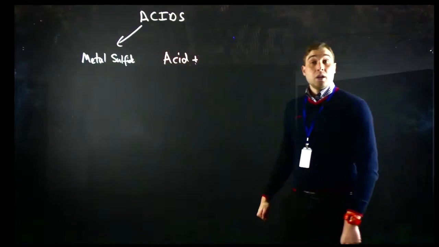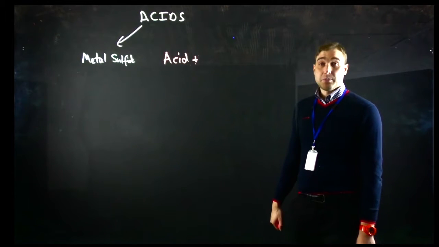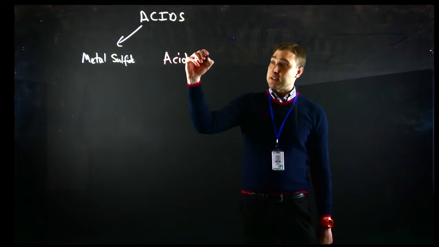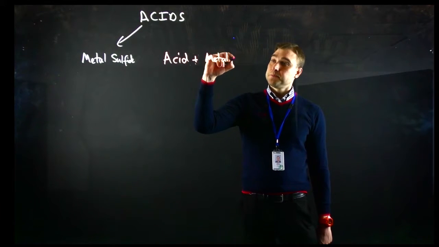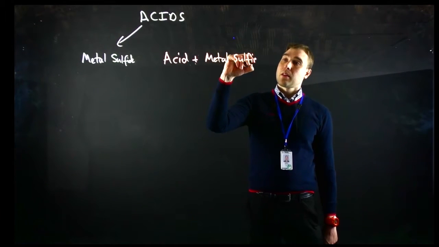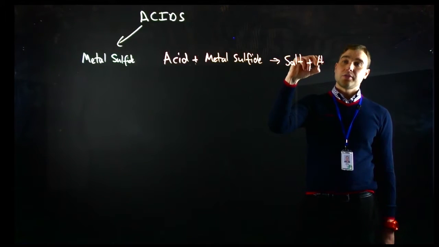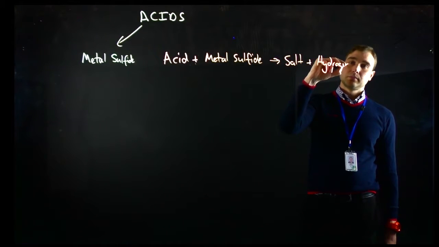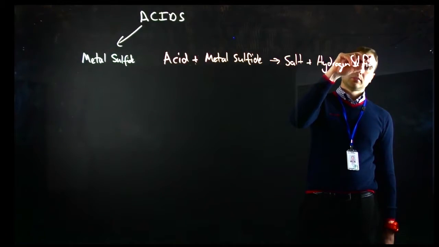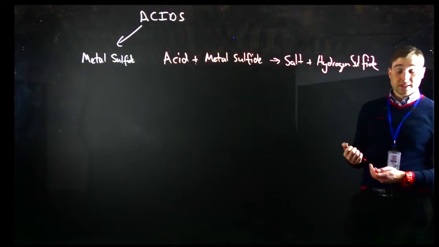So we're balanced. Now we're going to look at the reaction between acids and metal sulfides. General formula is acids plus metal sulfide goes to salt again and hydrogen sulfide. Okay, let's look at some examples.